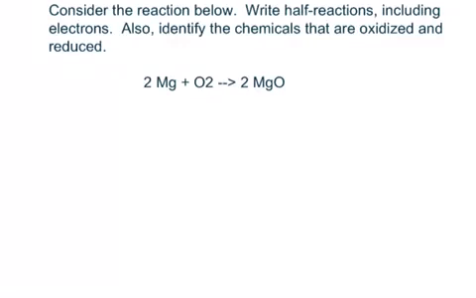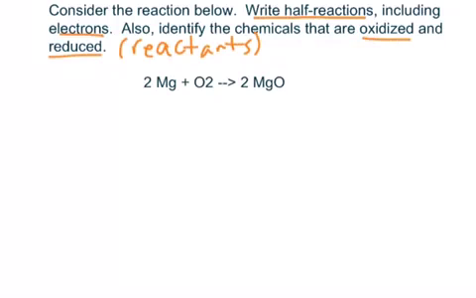Hi, today we're going to be solving a redox problem, and we're going to do a couple things. Consider the reaction below, write half reactions, including electrons, and then also identify the chemicals that are oxidized and reduced. And don't forget, when we go to identify those, the chemicals are always reactants.